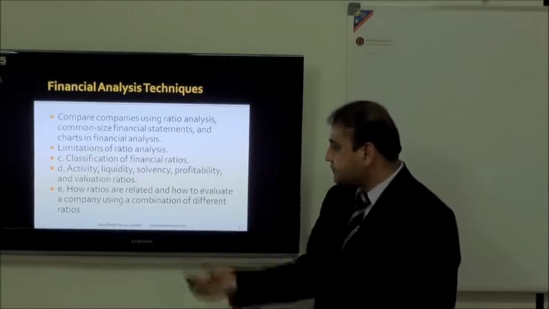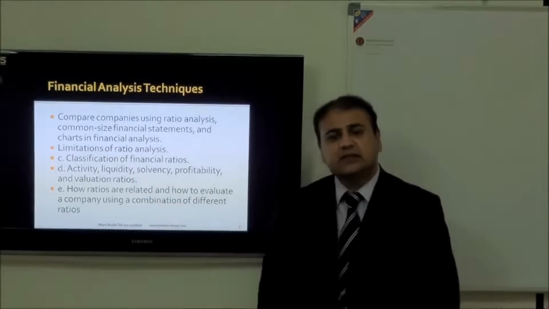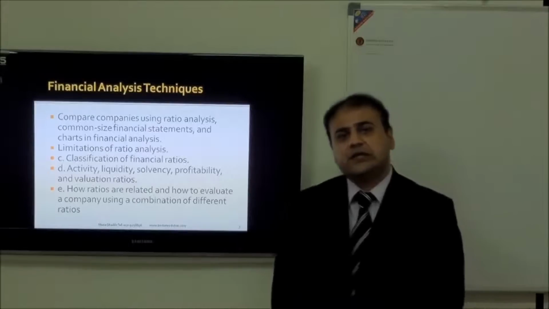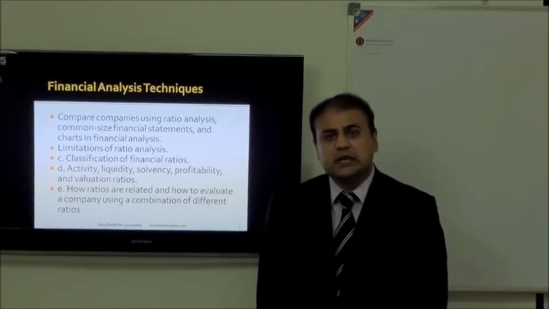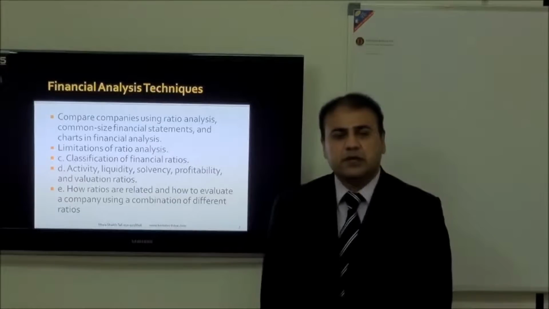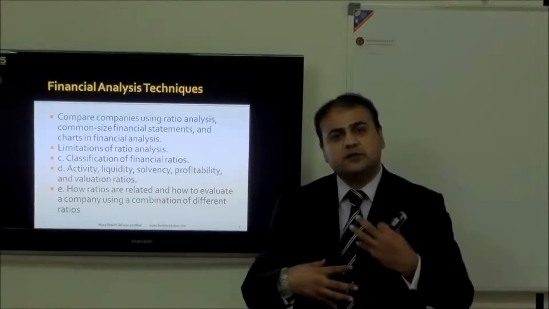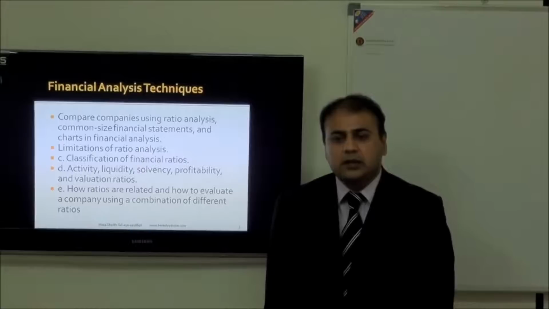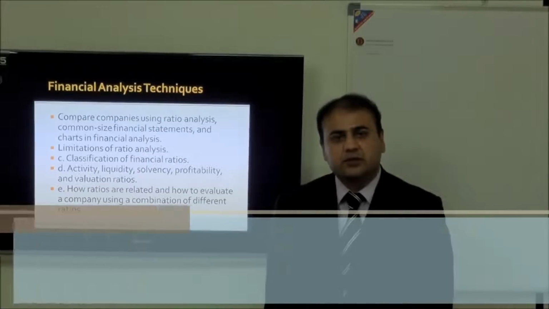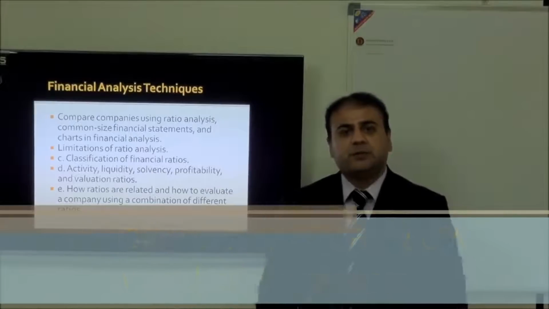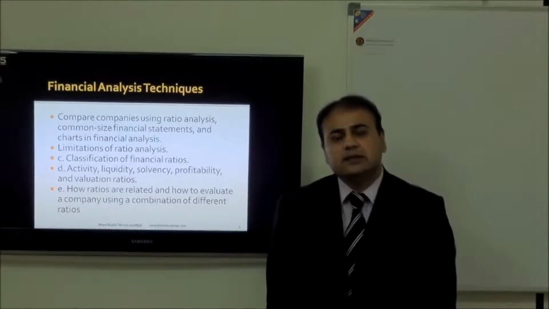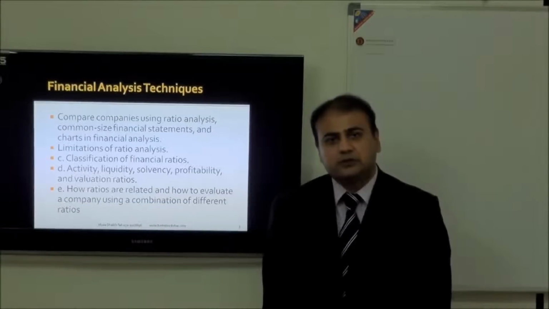And then we can check the activity: how efficiently the company is operating, what is the quality of the operations, how efficiently we are using resources. We can see how many times the stock is being sold, what is the average turnover period, what is the average collection period, what is the average payment period. These things are very important to see the operational efficiency of the company.